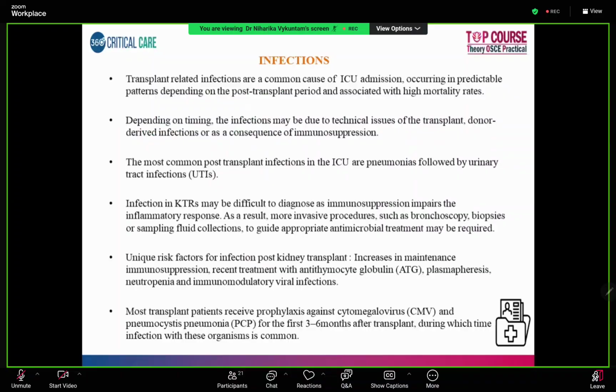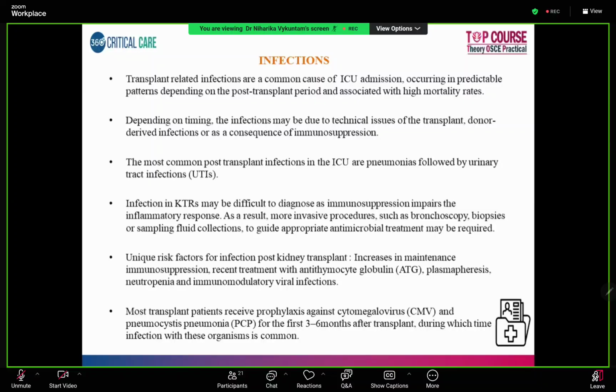Okay. Now, the next important thing which we are worried about in a renal transplant patient is infections because the patient is already on immunosuppression. So, what are the most common infections? Who is at risk for these infections? And how do you manage these infections is what we'll speak about in the further slides.